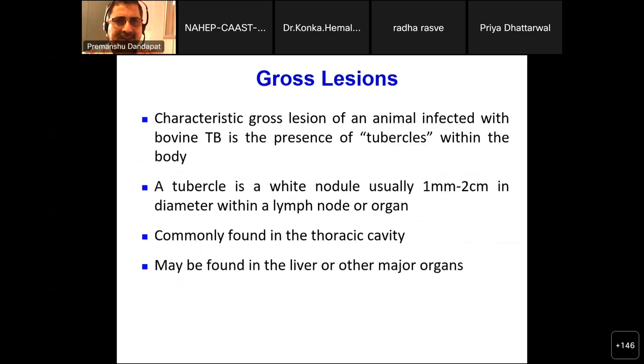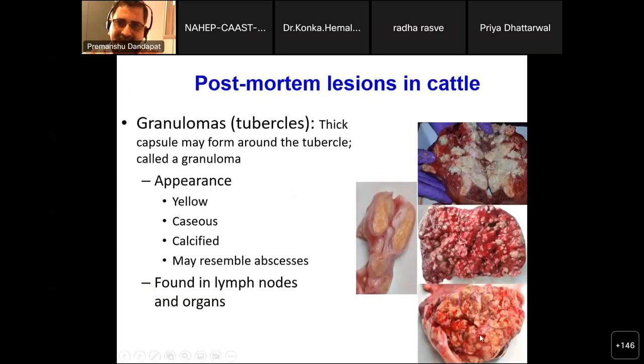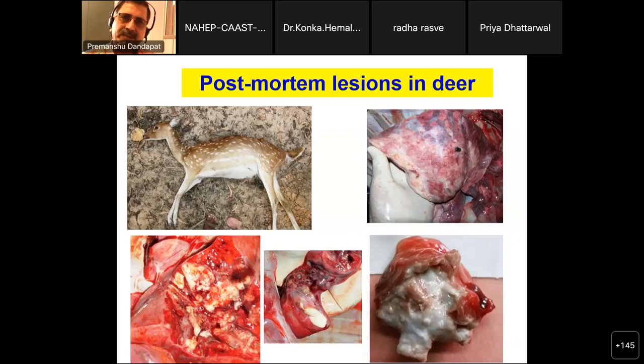So coming to the gross lesions, all of you know that these are the different lung samples and lymph node samples which I have collected from the slaughterhouse. Sometimes you can see miliary tuberculosis, sometimes the nodules may be quite large. Appearance is sometimes yellowish or whitish. The caseous mass will be there. The calcified lesions appear if it is chronic in nature, and it sometimes resembles an abscess. So don't be confused with the abscess. Just after giving the incision, you will very well see the classical tuberculous nodules in the lung or the lymph nodes or the other organs also. We have also performed some postmortems in deer, and in deer, usually from the disseminated form of tuberculosis, mostly all the organs are affected by tuberculosis.